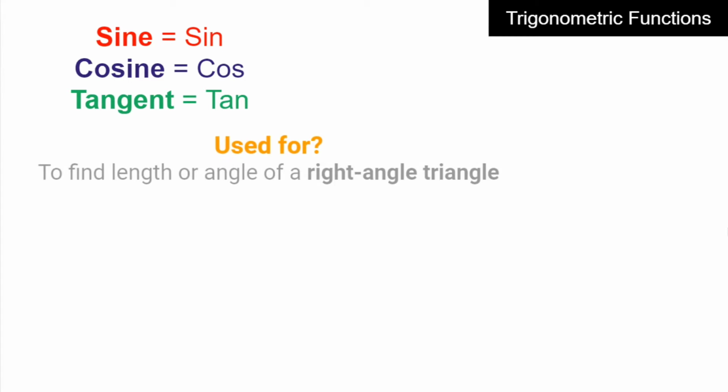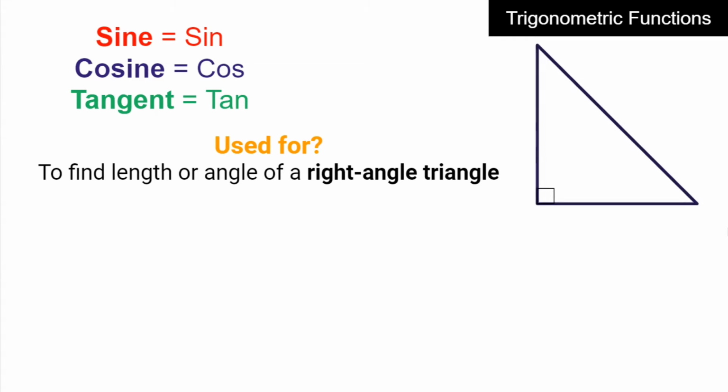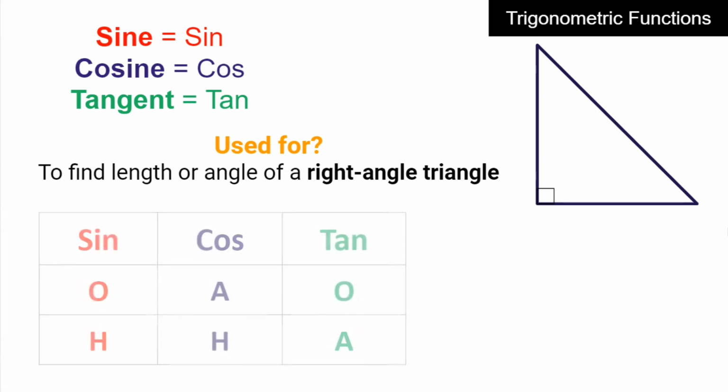Now sine cos tan is used for finding lengths or angles of a right angle triangle. Now this is the one thing that's common between Pythagoras theorem and sine cos tan, that it's used for right angle triangles, and one of the differences between the two is that Pythagoras theorem only deals with lengths, whereas sine cos tan deals with lengths as well as angles.